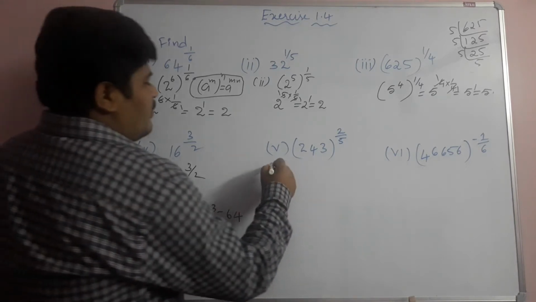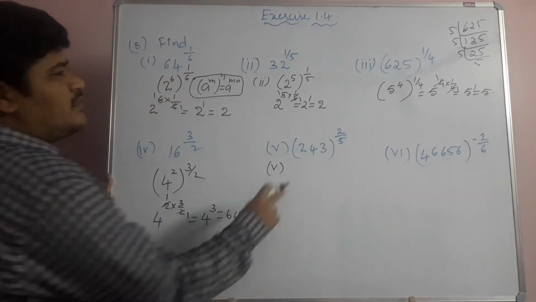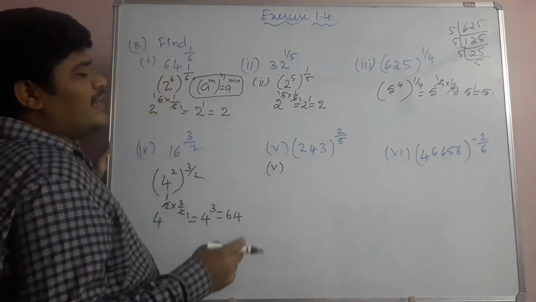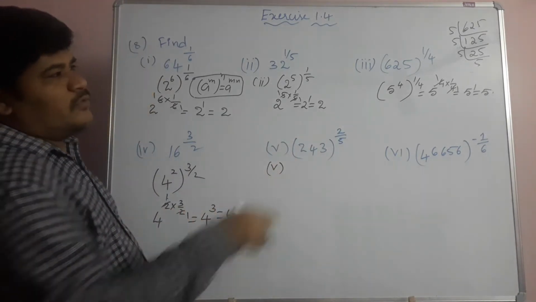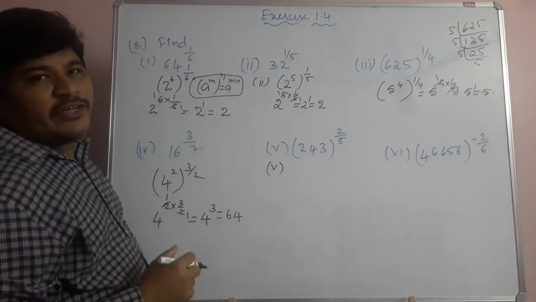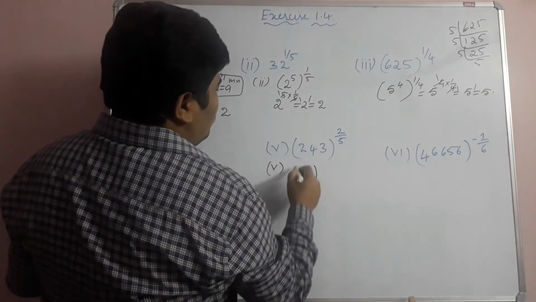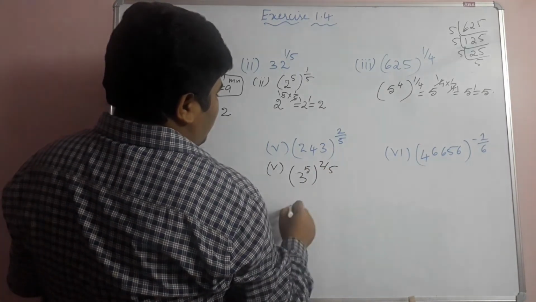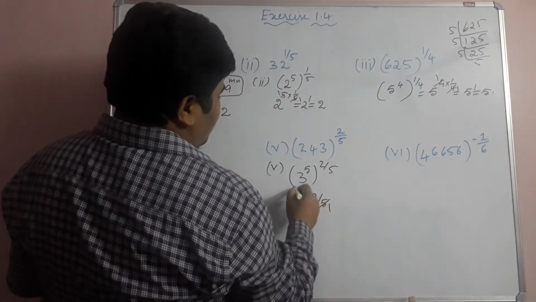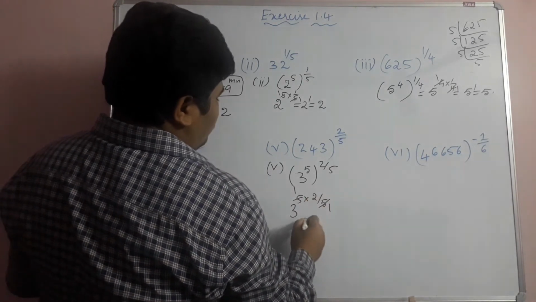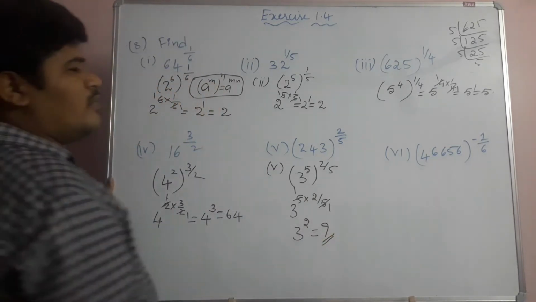Now fifth problem, 243 to the power of 2 by 5 is there. So students, if you take 243, you can write it as 3 to the power of 5 with the prime factorization method. So 3 to the power of 5 whole to the power of 2 by 5. You can write it as 3 to the power of 5 into 2 by 5. 5 ones are 5, 5 ones are 5. So 3 power 1 into 2, that is 3 square. What is its value? 9. Okay. Now the last sum.